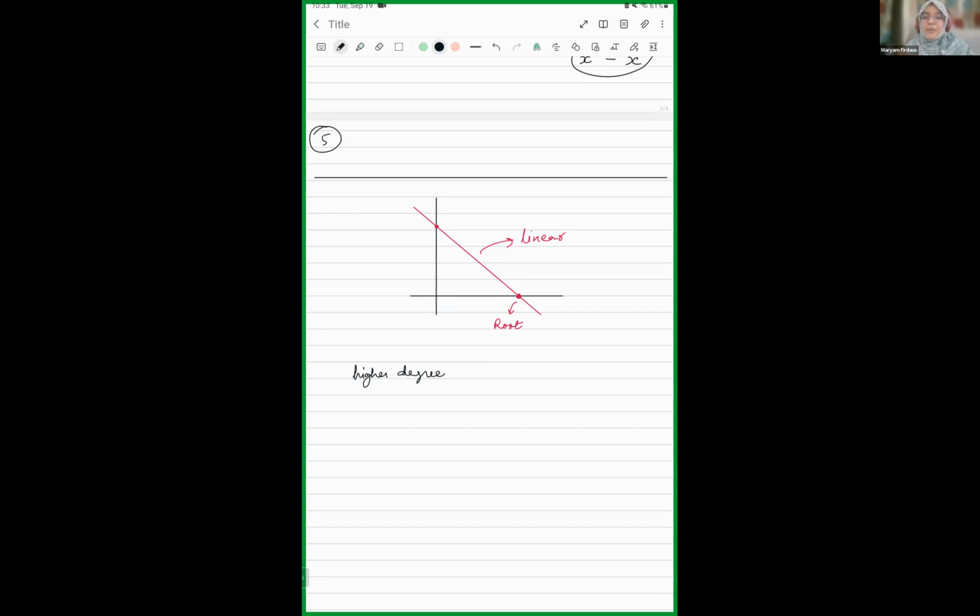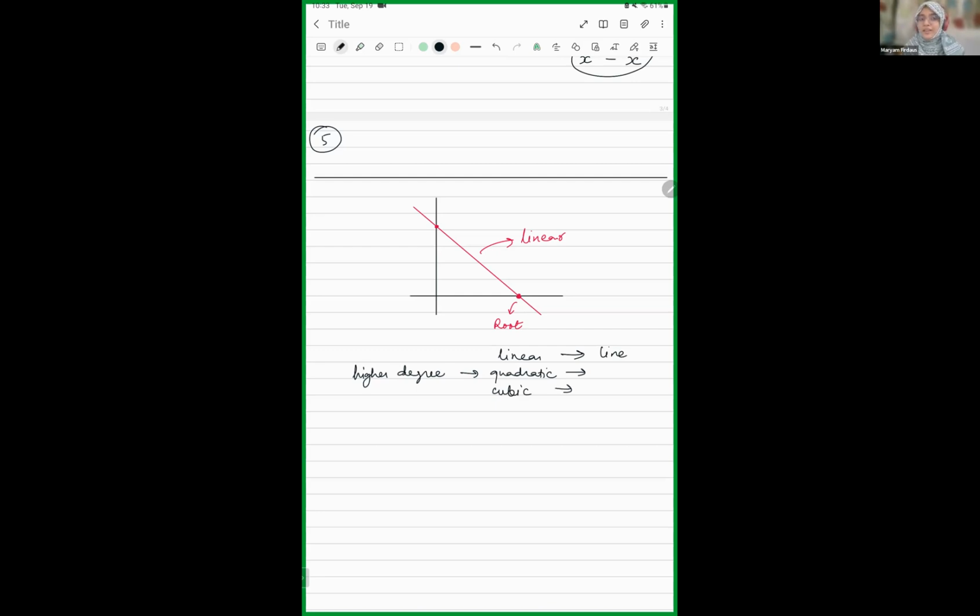But in higher degree polynomials, you're not going to get a straight line when you draw the polynomial on the graph. What are you going to get? Does anyone have an idea of what will happen if you plot a quadratic polynomial on the graph? What shape will you get? When you plotted a linear one, you got the shape as a straight line, right? When you plot a quadratic one, what shape are you going to get? When you plot a cubic polynomial, what shape are you going to get? Wavy.